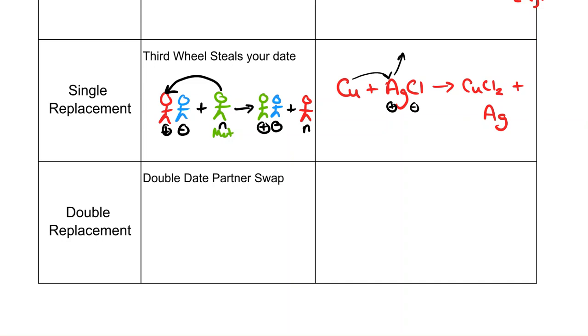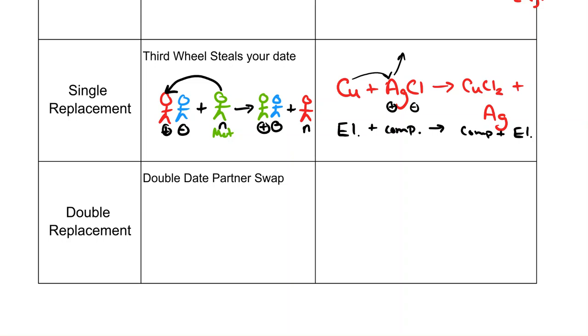Hopefully that makes sense. And you can see this from a mile away because it's an element plus a compound gives you a compound plus an element, or an element plus a compound again. Okay, so that's single replacement reactions.